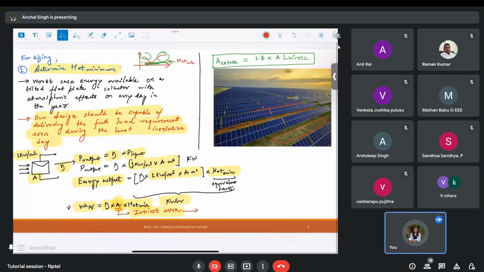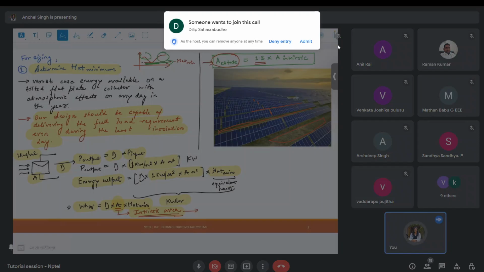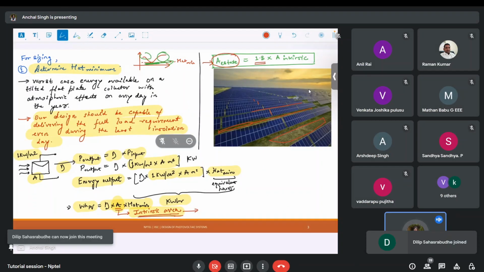So the area of rooftop that I have is A estate. This is what I already have. Now my panels will have to be put at certain space between them because I will have to do the cleaning of these panels, the maintenance of these panels, and the installation of these panels. So in order to do all these things, I need extra space. To take care of that extra space, we add 30% more area and call it A estate. So the area that we obtain from this equation is the intrinsic area, and later on we increase this area by 30% to account for the estate area.